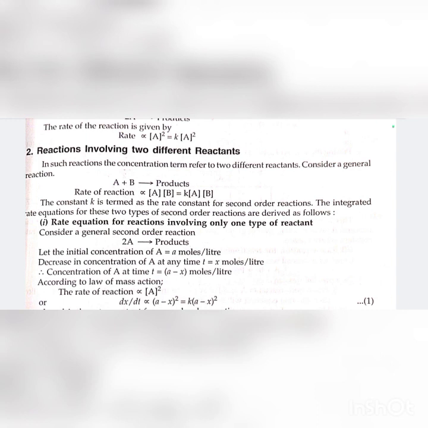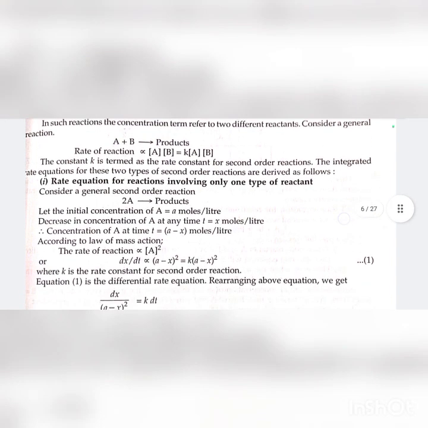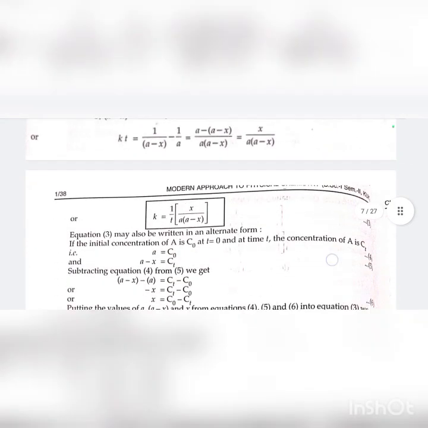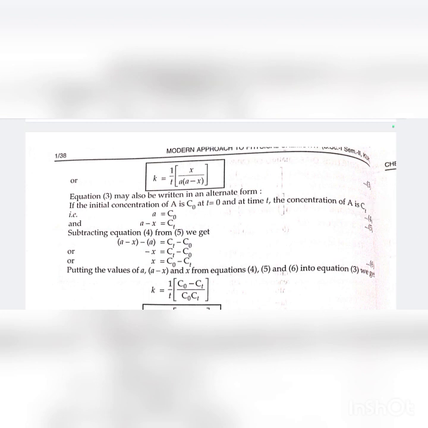The integrated rate equations for these two types of second order reactions are derived as follows. First, the rate equation for reactions involving only one type of reactant. Consider a general second order reaction 2A giving products. So the rate of the reaction R is directly proportional to [A]². Now we will integrate this, and at the last we will get K = (1/t) × x/(a(a − x)).